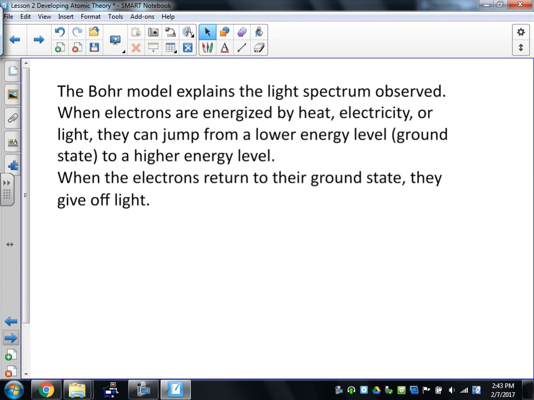The Bohr model explains the light spectrum observed. When electrons are energized by heat, electricity, or light, they can jump from a lower energy level to a higher energy level. And the electrons return to their ground state when they give off light. So I think we talked about that before in the notes. What are some examples of that? Neon. What's another one?